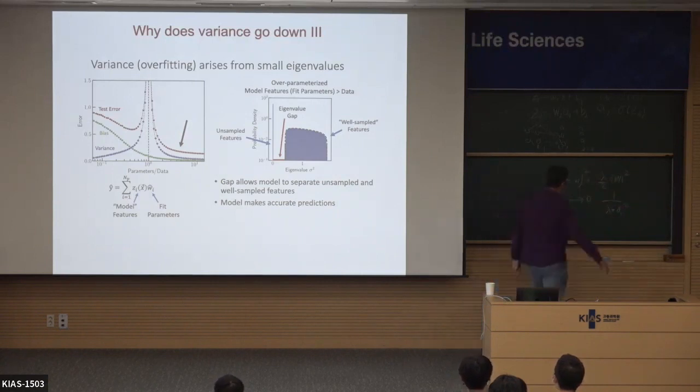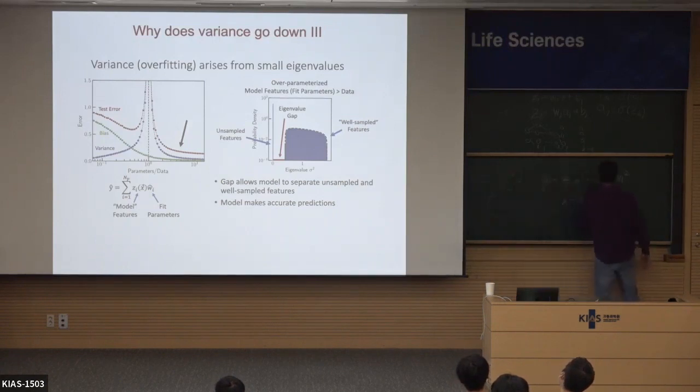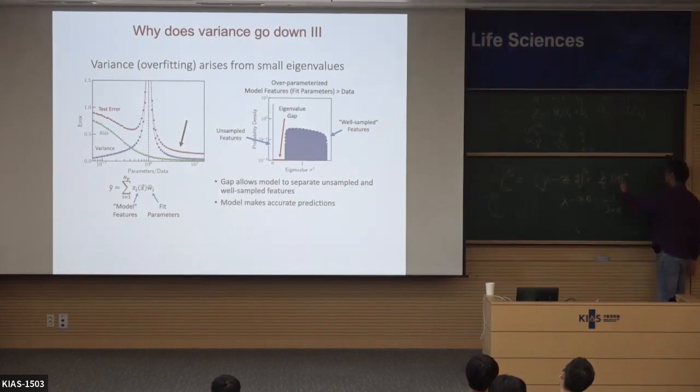Right, this is my cost function. So if I do this, this is a vector. This is my model features. And then I add a term, which is the norm of the vector squared. Now when I look at ridge regression, the way it works is that ridge regression predictions go like one over the eigenvalues of this ZZ transpose plus lambda.